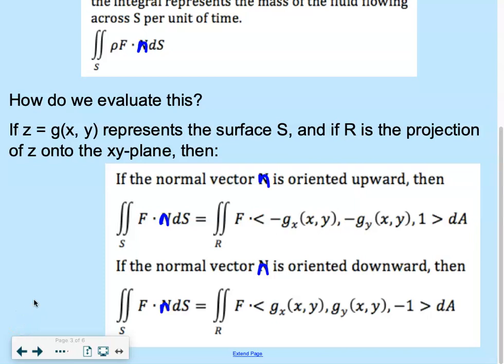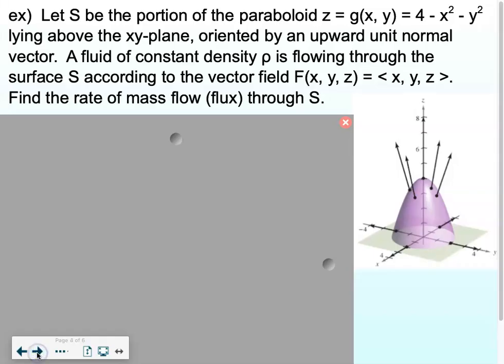All right. Notice that what's nice about these integrals is you don't have to integrate over the arc length anymore. You're integrating over the area of the projection onto the plane, which we were doing before. So you don't have to worry about the square roots of stuff squared, which is kind of nice. All right, so we're going to go ahead and try an example.